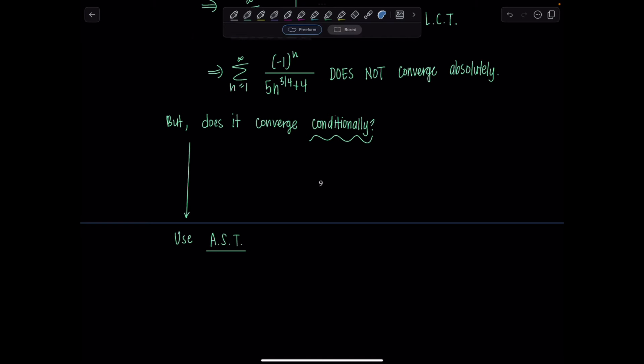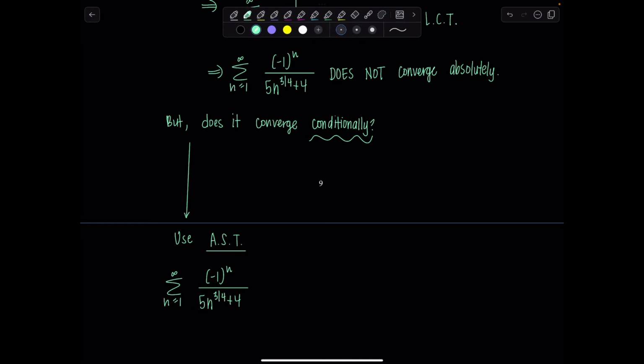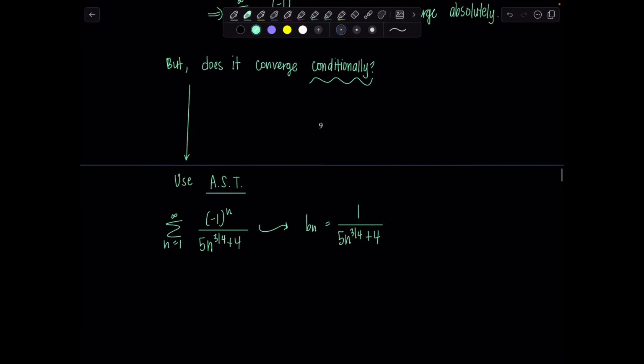So for the alternating series test, you look at b sub n. b sub n is basically the same thing as the absolute value of a sub n. So just get rid of that alternating part. b sub n is 1 over 5n to the 3/4 plus 4. I'm so sorry, that 1 is aggressively large. Okay. We have to check two things about b sub n.